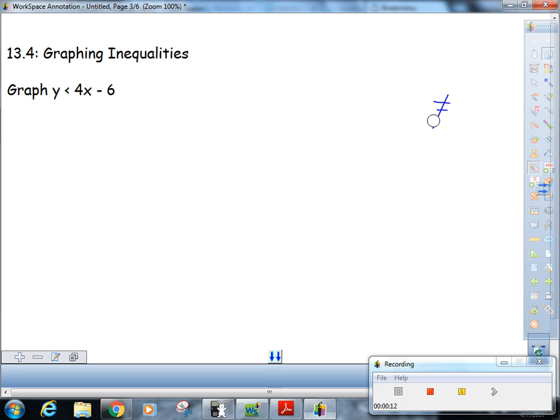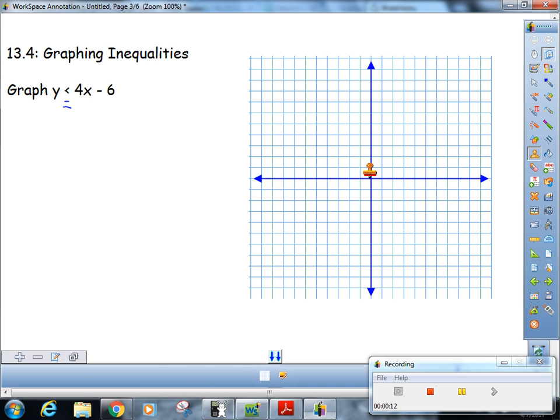So here we go. The strategy essentially for these is to treat them like an equal sign, graph them how you normally would, and then either test a point, if that's how you were instructed to do it, or shade above, shade below. So, real quick on these, that's going to be what shape? It's a line, okay? What's the slope of that line?